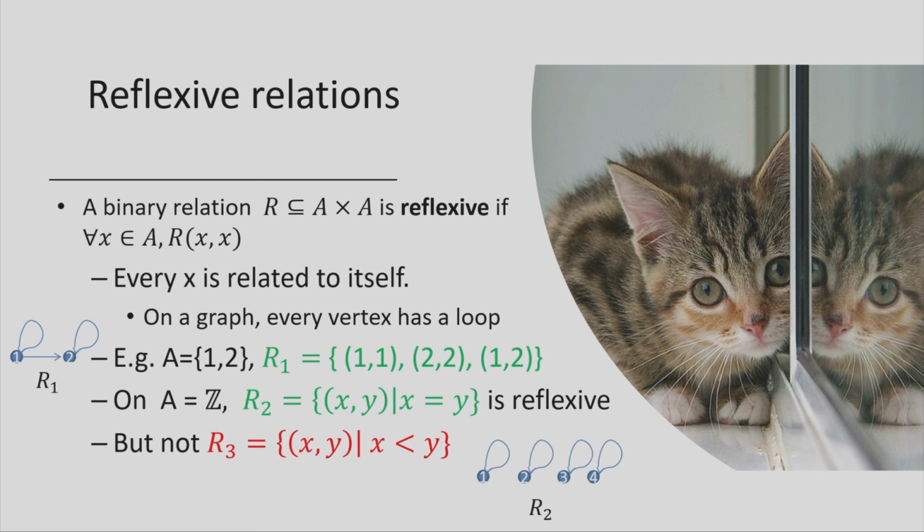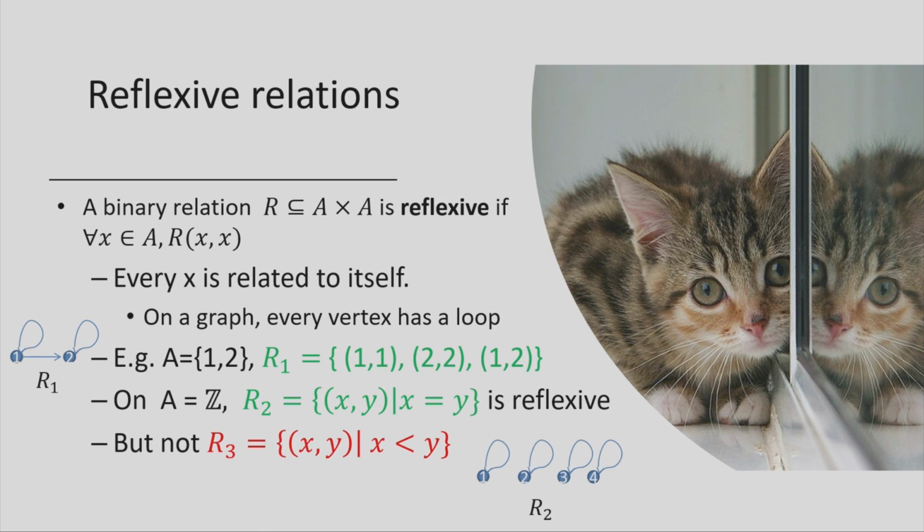So if you draw a graph of that relation, you will draw a loop relating to itself on every single vertex, on every single number here. For example, your relation 1,1, 2,2, and 1,2 is reflexive because 1,1 is there, 2,2 is there, and there are no other elements. The relation on any set that is an equality relation, x equals y, is going to be reflexive because everything is related to itself. And in this case, it's not even related to anything else, but everything is related to itself.